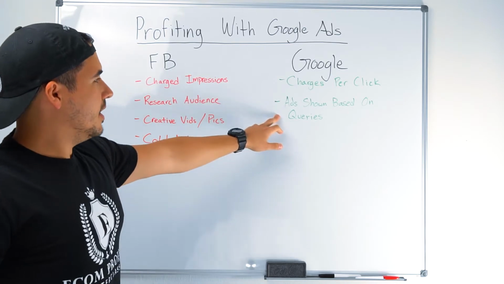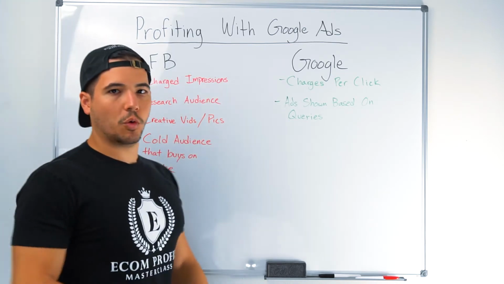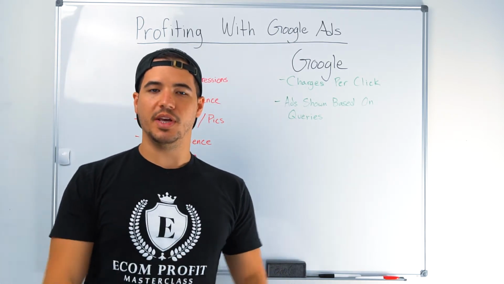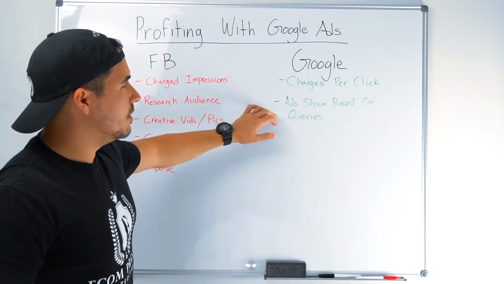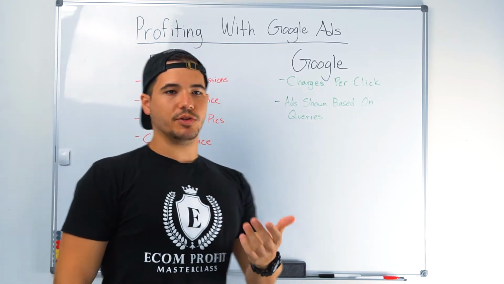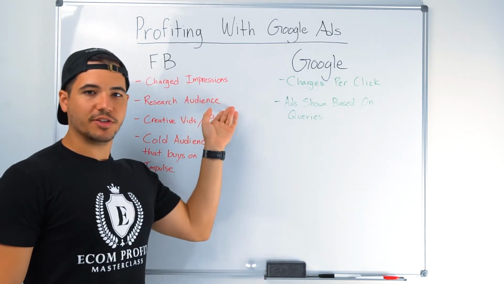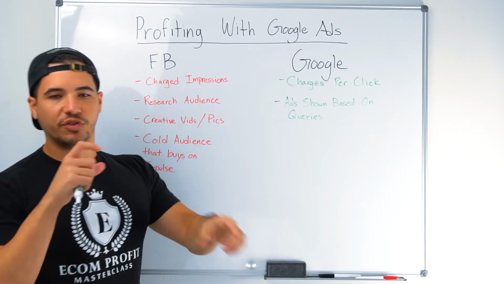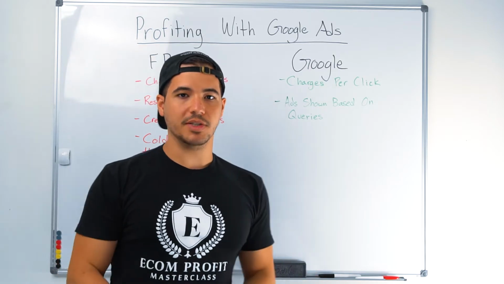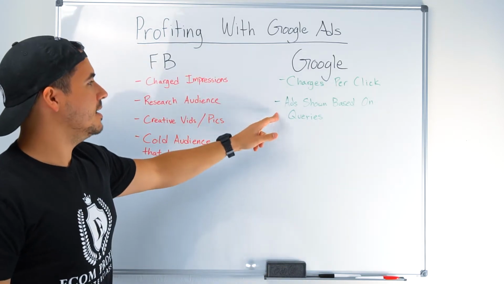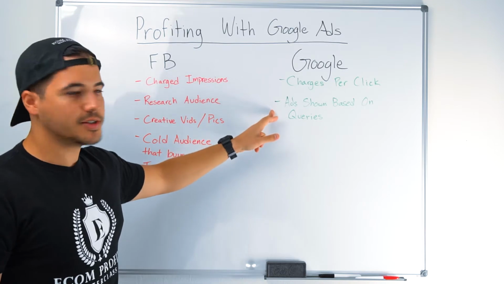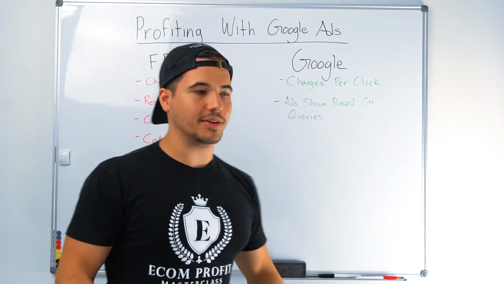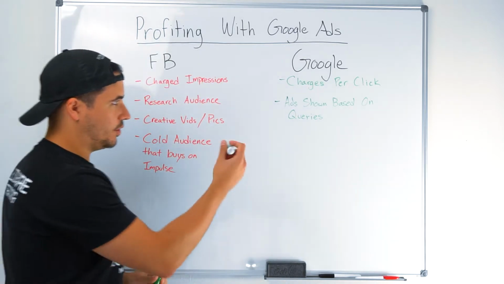The next one here is ads shown based on queries. Queries is when you type something into Google and then it basically shows you the ad. The beauty of Google is that people are already searching for it. So you don't have to research an audience of people to show them the ad. You don't have to pinpoint who's your perfect audience, which you can optimize. But at the end of the day, it shows your product based on queries. It shows it to people who are interested and actively looking for your product. So that's another great thing I love about Google.